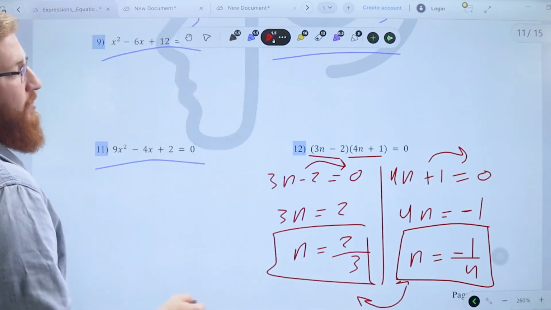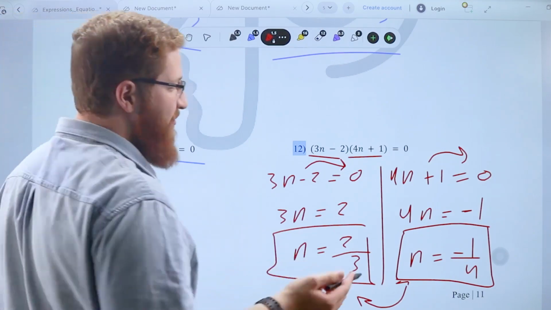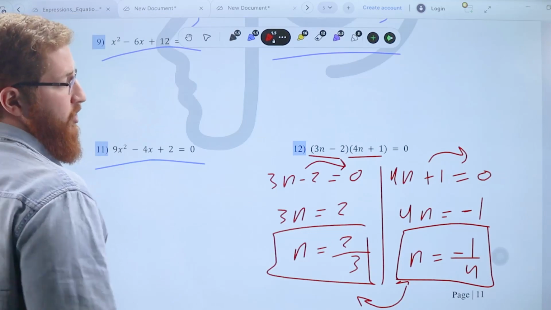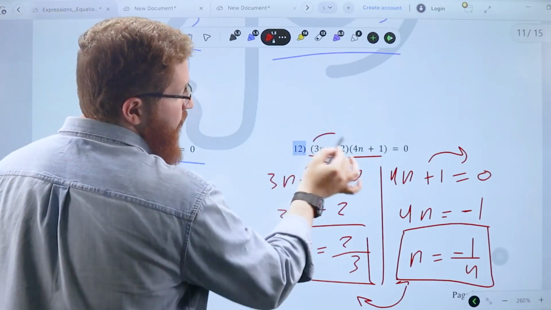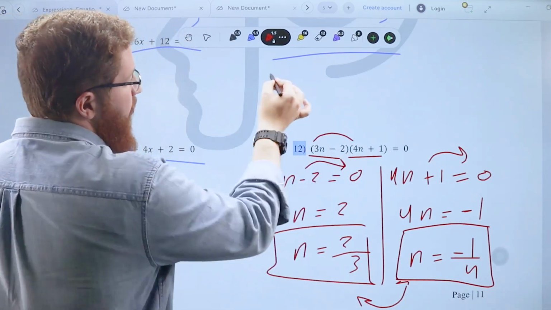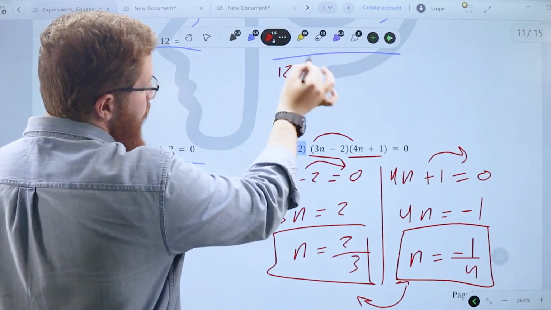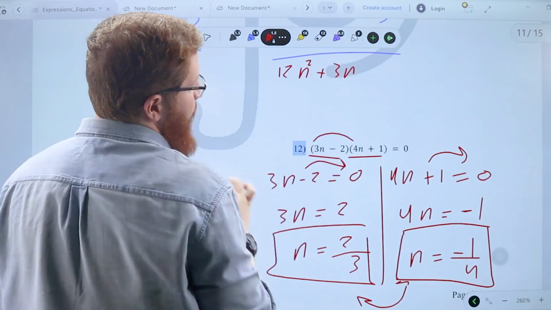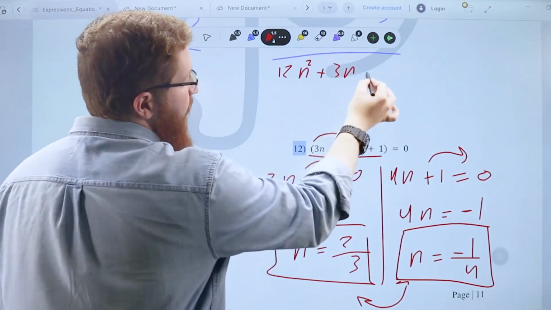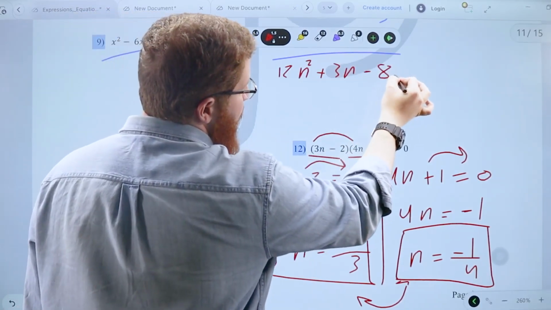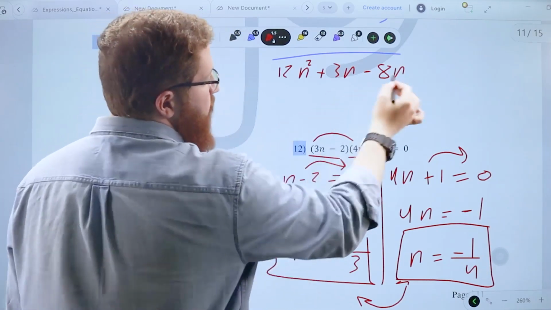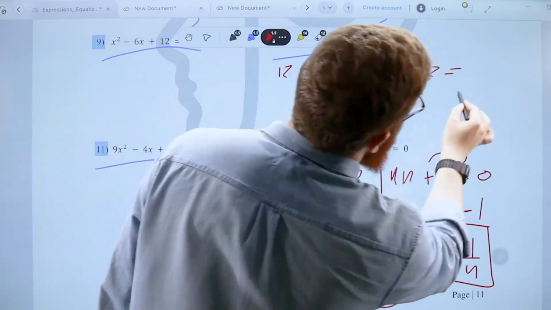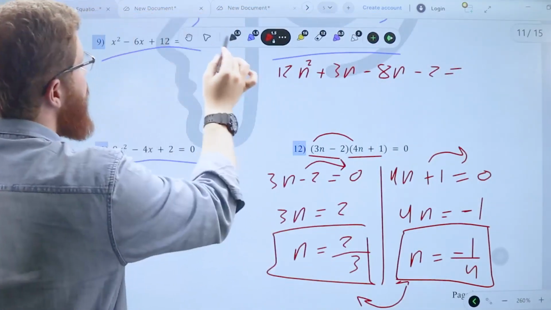Or if you want to do it the hard way, if I may say, you have to multiply these two brackets with each other. I will say 3n times 4n gives me 12n squared. 3n times 1 is plus 3n. Then minus 2 times 4n is minus 8n. Minus 2 times 1 is minus 2, equals 0. Yes, equals 0.